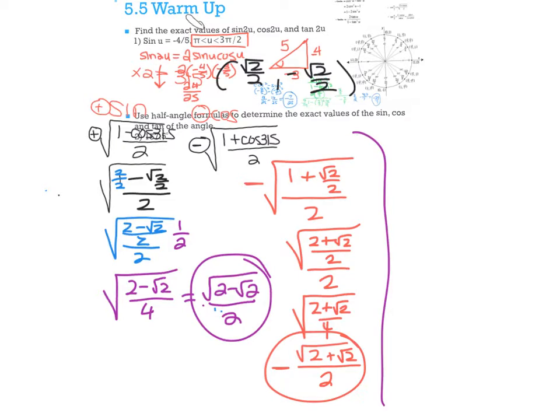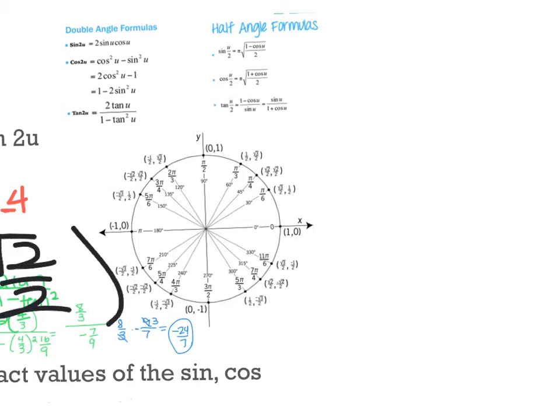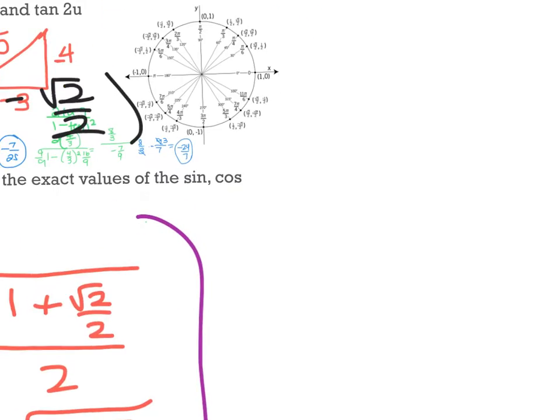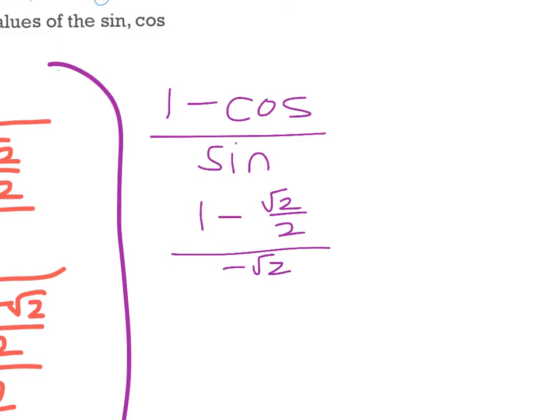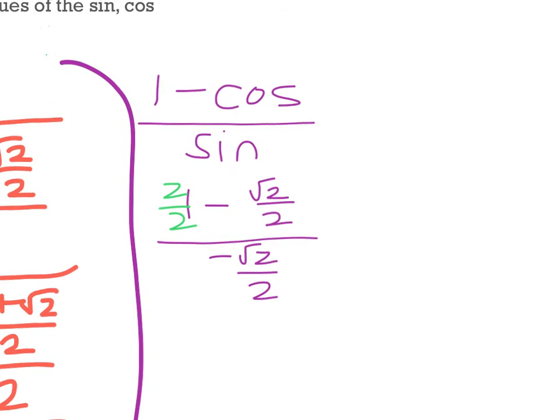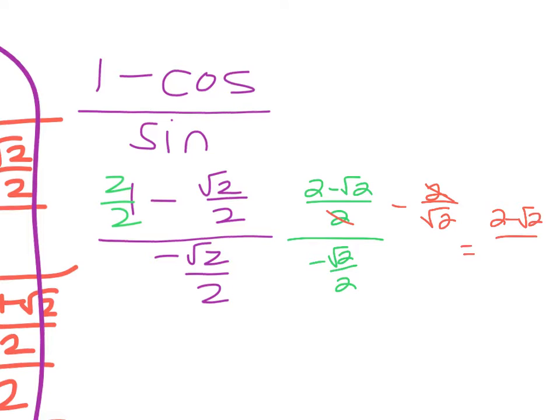And then we do tangent. So again, with tangent you can pick either formula. So how many of you use the first one, out of curiosity? How many of you use the second one? Okay, so we'll do the first: 1 minus cosine over sine. So 1 minus root 2 over 2, over a negative root 2 over 2. This becomes 2 over 2. And I get 2 minus root 2 over 2, over negative root 2 over 2. Keep, change, flip, and I get negative 2 over root 2. The 2's cancel, and this becomes 2 minus root 2 over negative root 2.